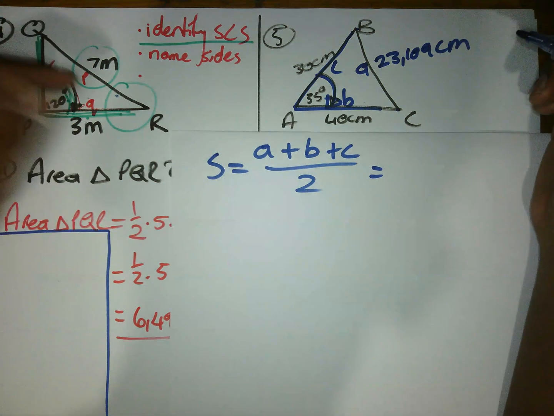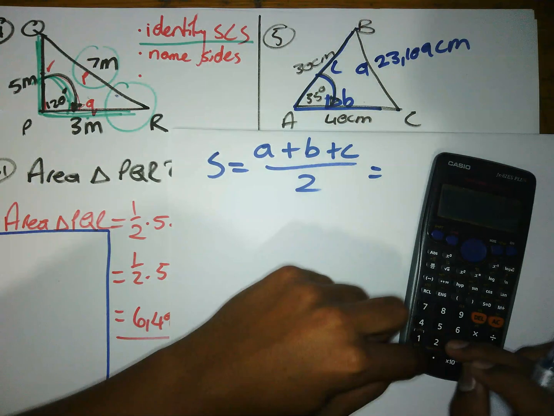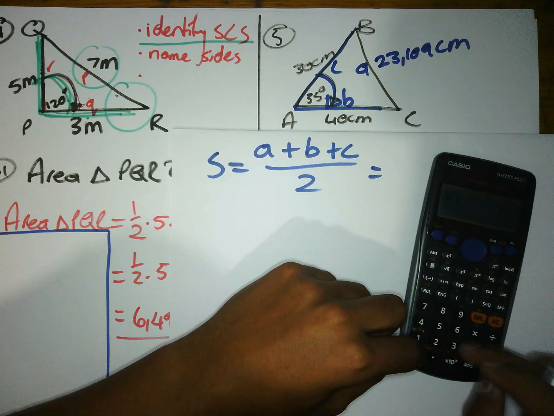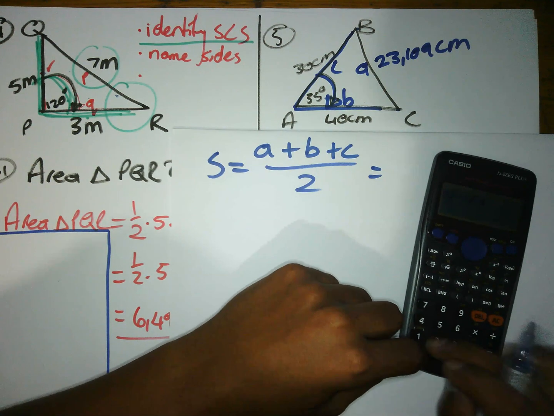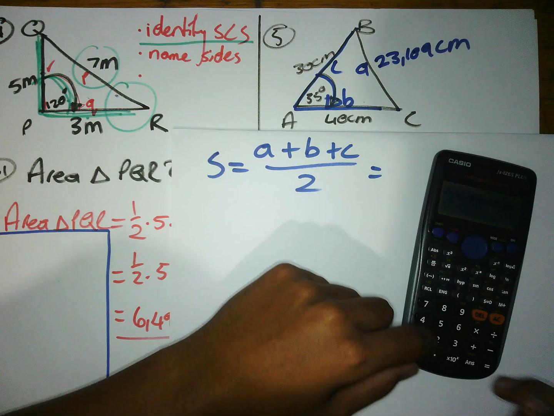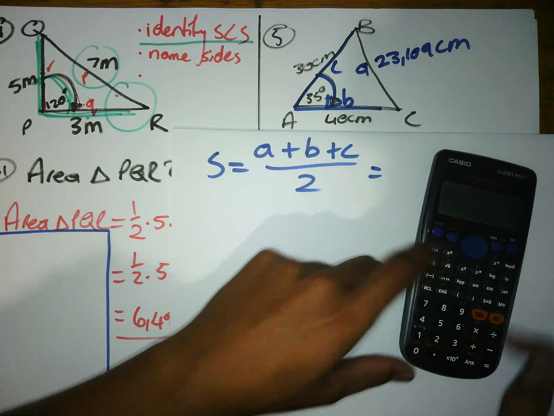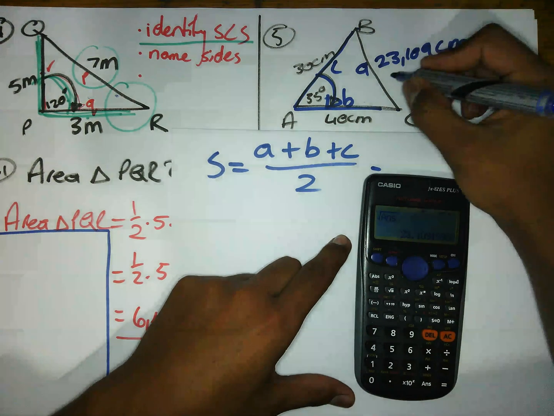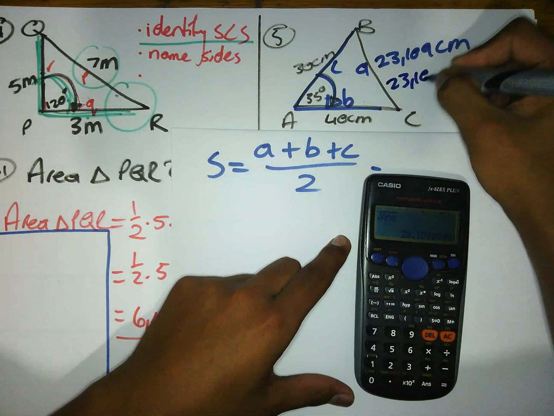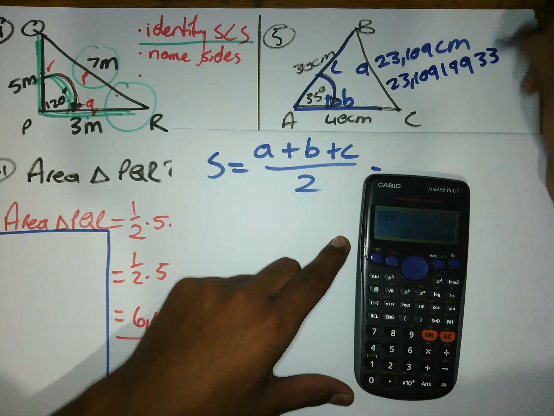Yeah, let's do it now. Let's just do it so you guys can see nicely. Square root of 30 squared plus 40 squared minus 2 times 30 times 40 times cos of 35. This is equal to 23,109... 199.33 like that.